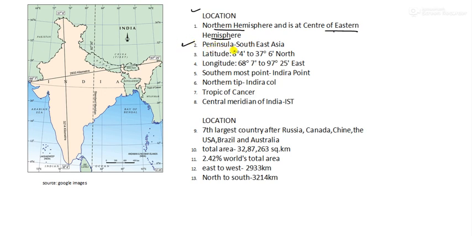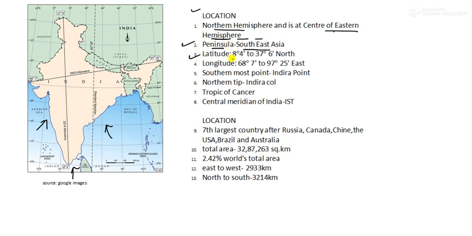And it is a peninsula. What do you mean by peninsula? Means it is surrounded by water from three sides. Any place which is surrounded by water from the three sides, that is called as a peninsula. Okay, and in Asia it is located in southeast. Okay, so it is located in Southeast Asia.